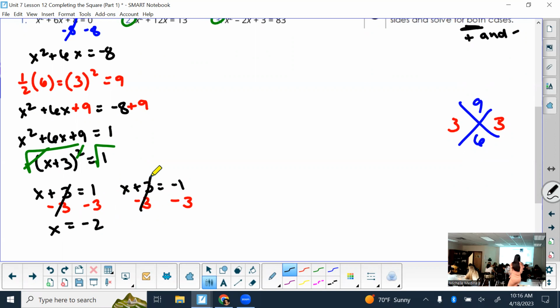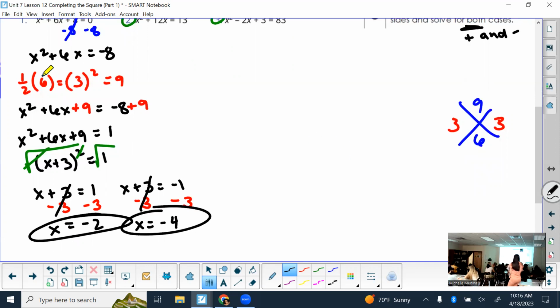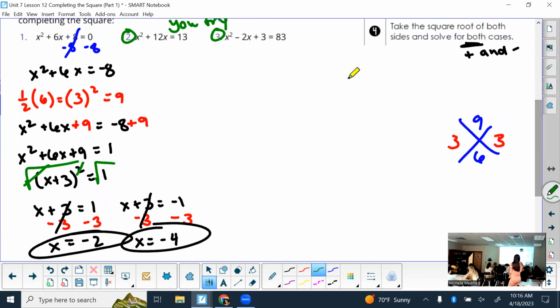-2, and then -1 minus 3. -4. Okay, so those are the 2 answers for that first example that's on your paper. Questions on that? Okay. I'll leave it here for reference, but now you try it and follow all the steps.